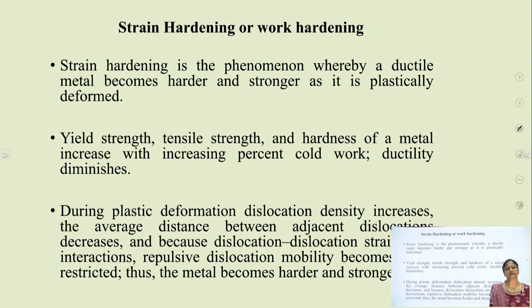As we know, during cold working, dislocation density increases, point defect density increases. Dislocation is a linear defect. As the dislocation density increases, the average distance between the adjacent dislocations decreases, and there is an interaction between the dislocations. When dislocations of opposite signs come on the same slip plane, they annihilate, whereas dislocations of the same sign on a different slip plane can obstruct their movement. So there is an interaction between the dislocation strain fields. The repulsive dislocation mobility becomes more restricted. So dislocations themselves create restriction to the movement of other dislocations, which causes the metal to become harder and stronger.